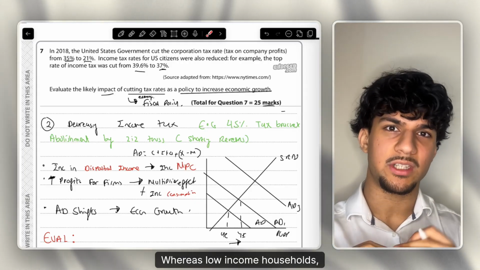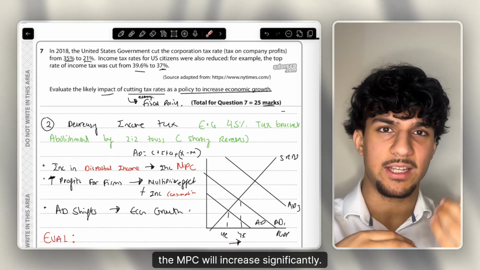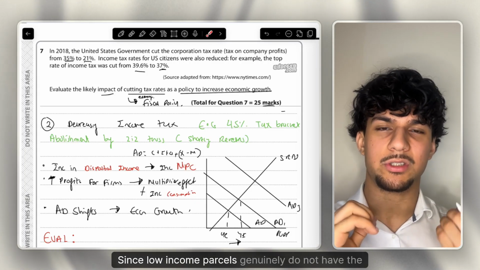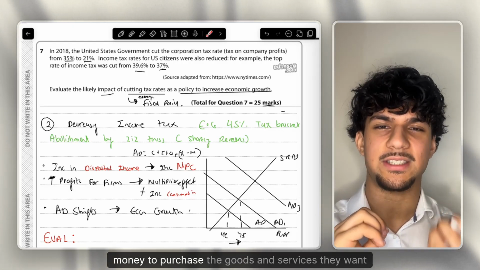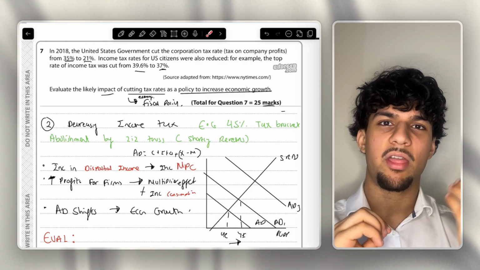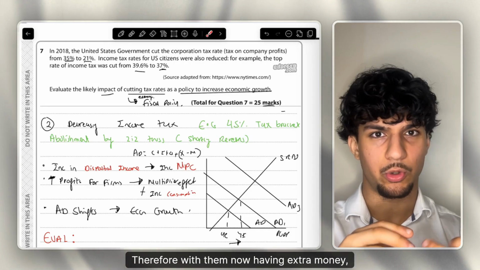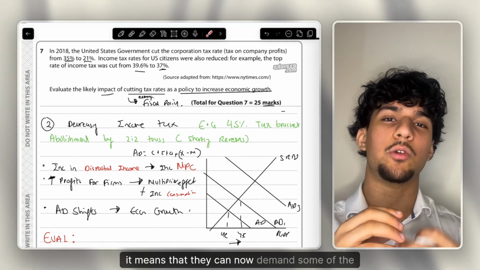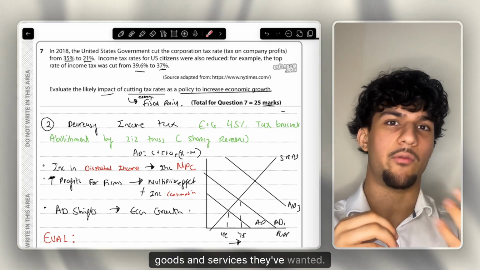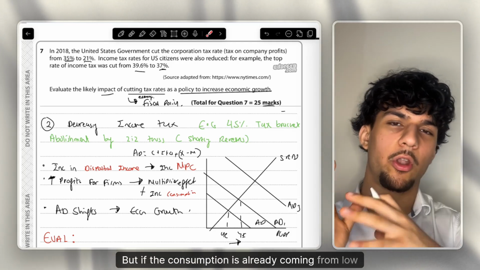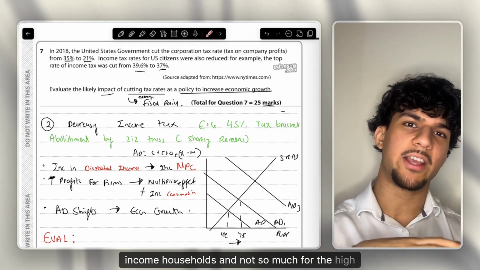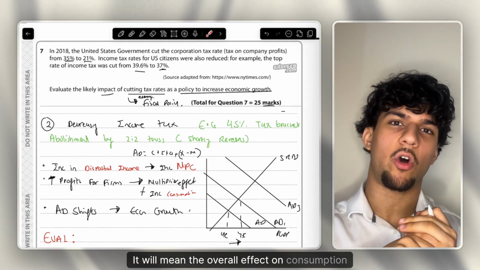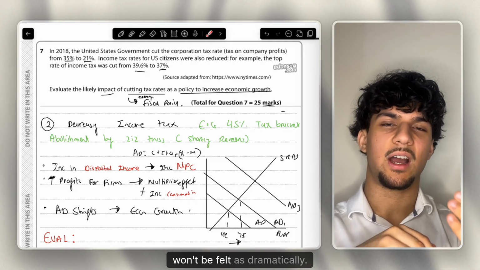Whereas low income households, the MPC will increase significantly. Why is that? Since low income households genuinely do not have the money to purchase the goods and services they want and need. Therefore, with them now having extra money, extra cash, it means that they can now demand some of the goods and services they've wanted. But if the consumption is only coming from low income households and not so much for the high income households, it will mean the overall effect on consumption won't be felt as dramatically.